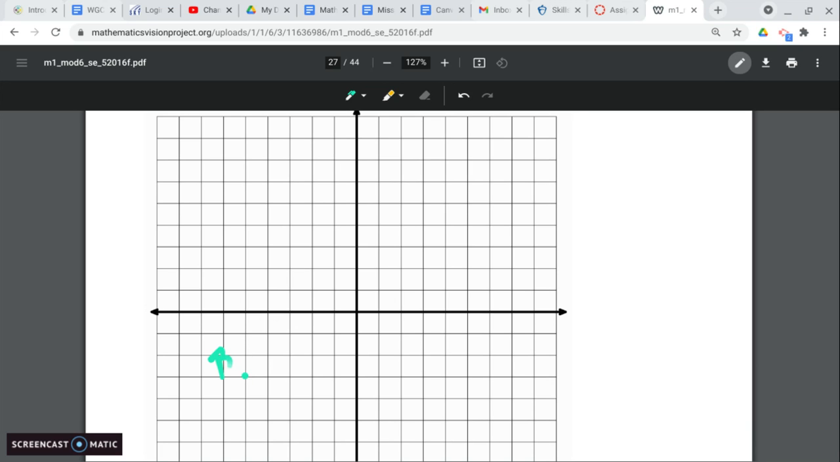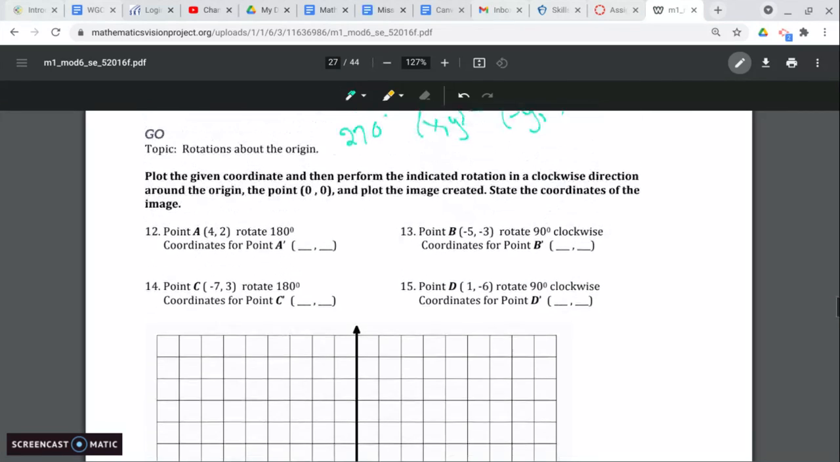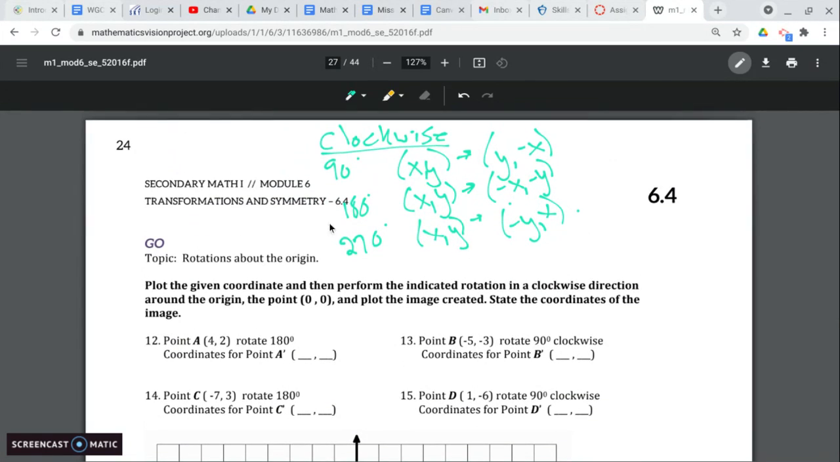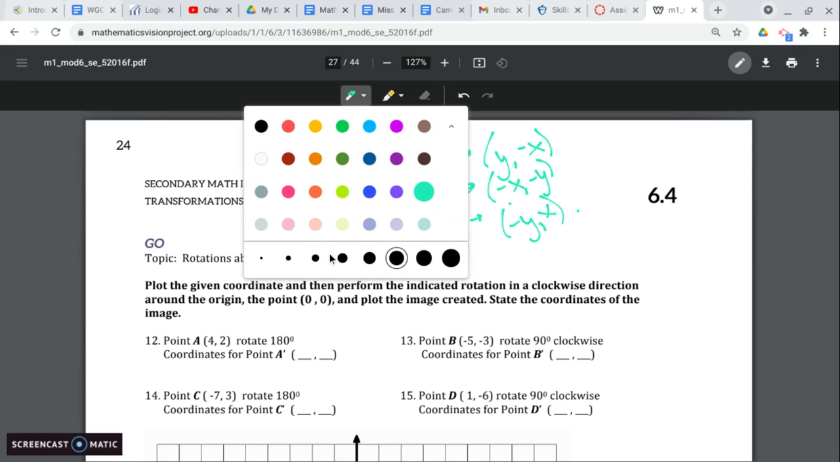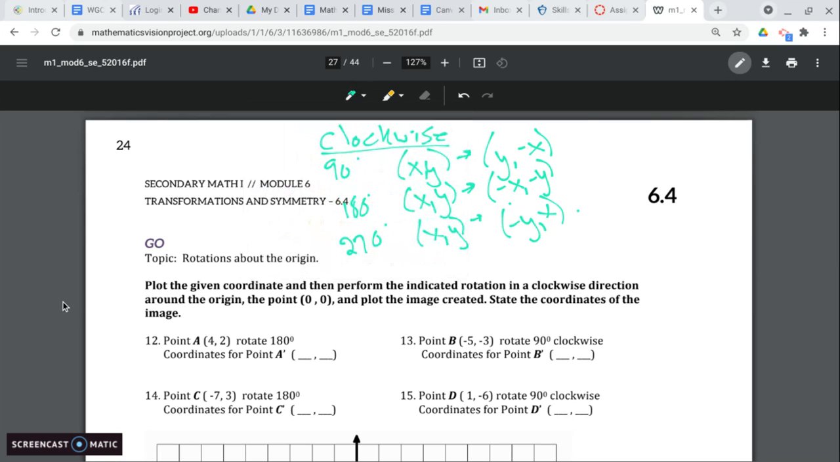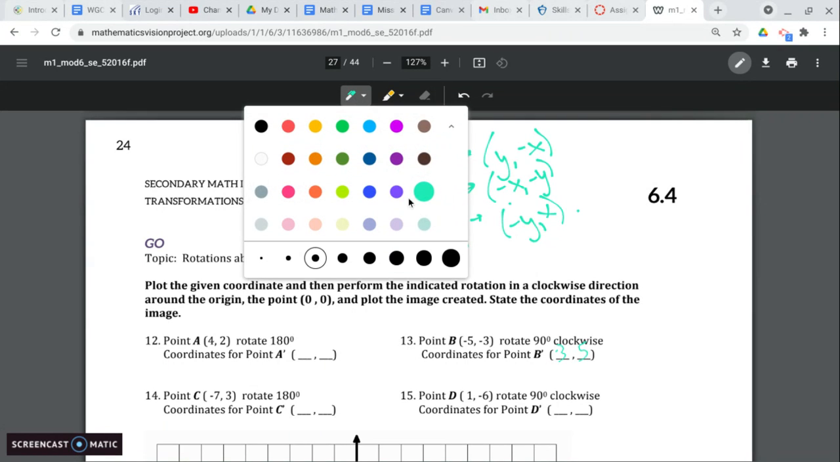There's our point B. Now, to do the 90-degree clockwise rotation, our coordinate is negative 5, negative 3. So here's our x value. It's going to become our y value, and we have to change the sign on it. So it's going to be positive 5. And then our y coordinate will keep the same sign, and it'll be negative 3. So our new coordinate is negative 3, 5.